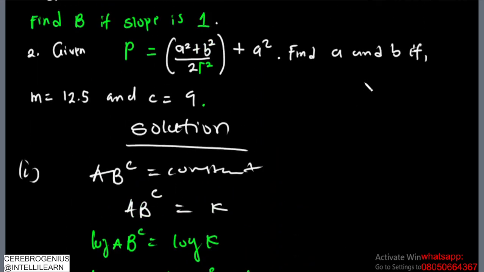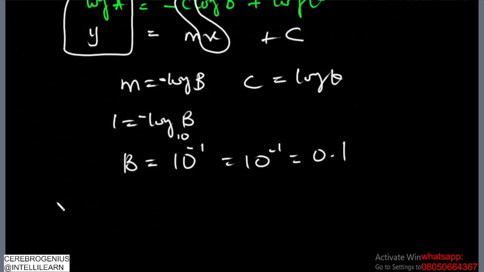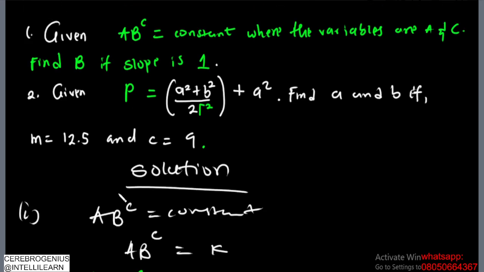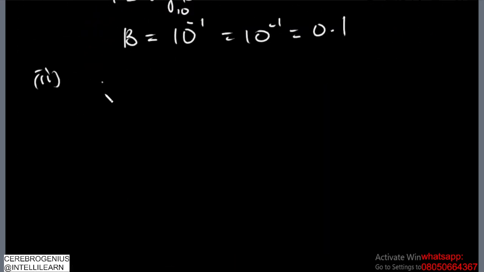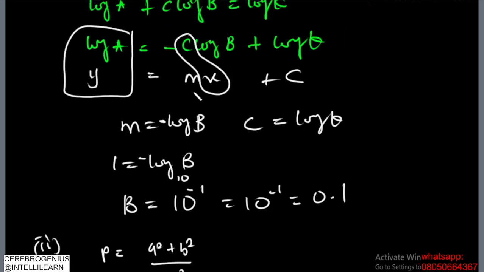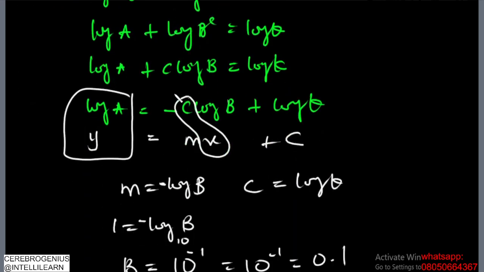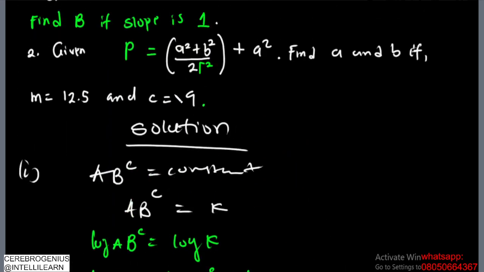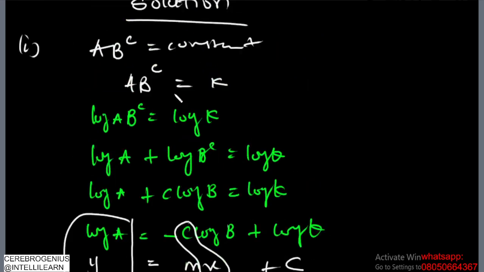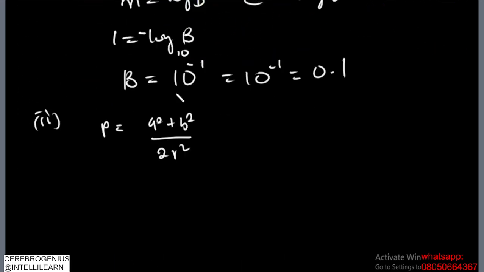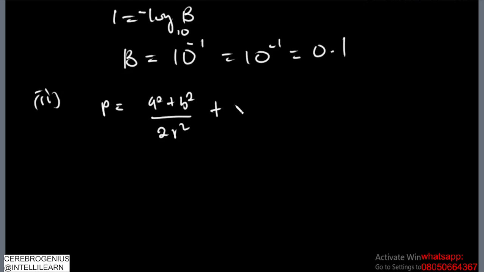Now for the second part, for the second one, we have p to be a squared plus b squared over 2r squared, right? So the question is to find a and b. Find a and b. Okay, we still have something, plus a squared.